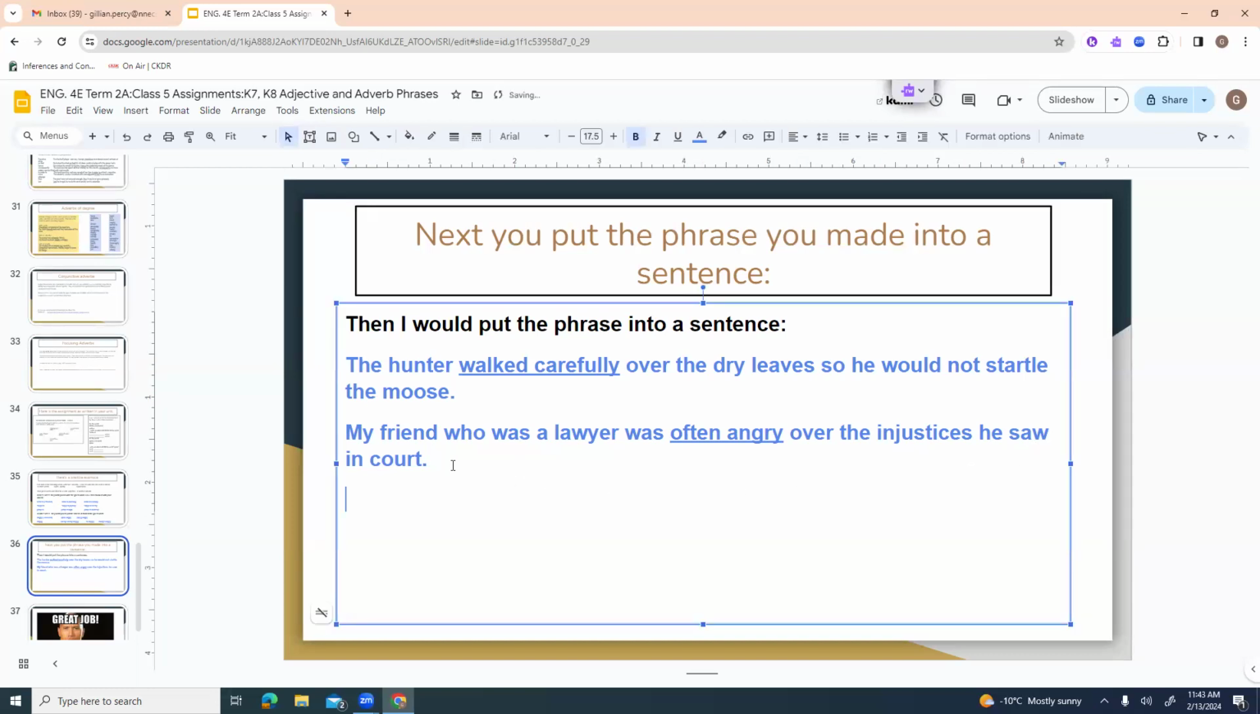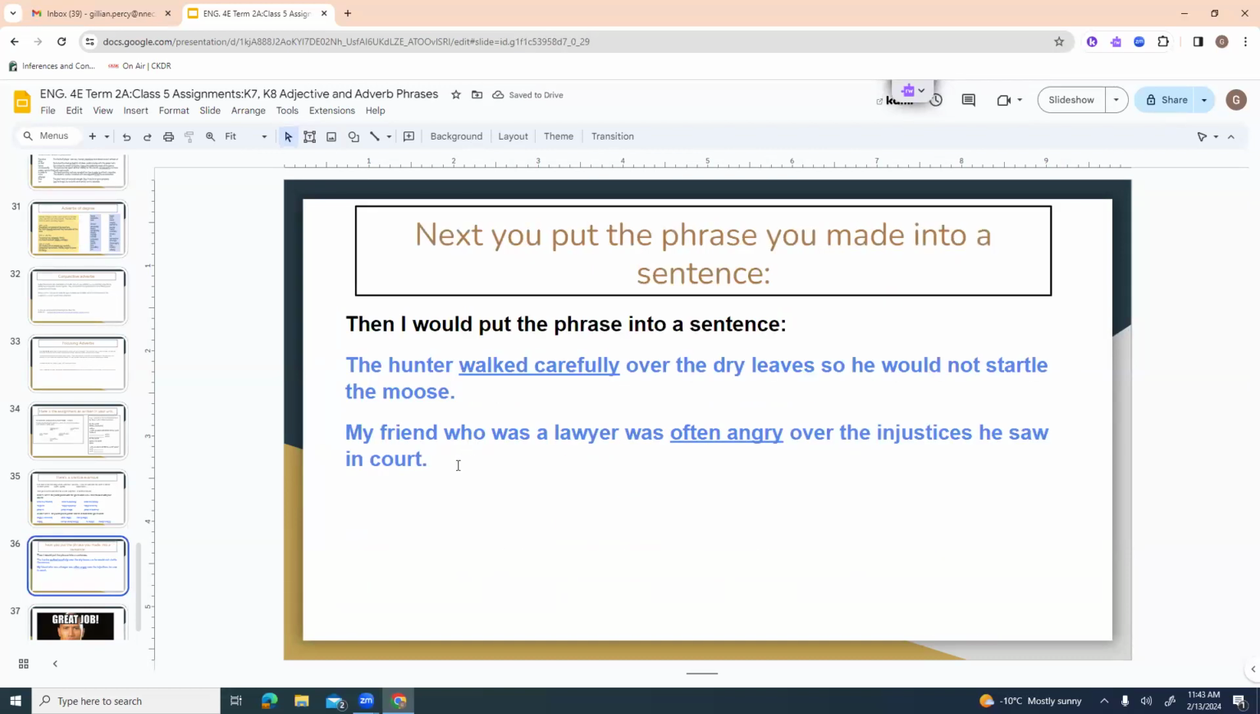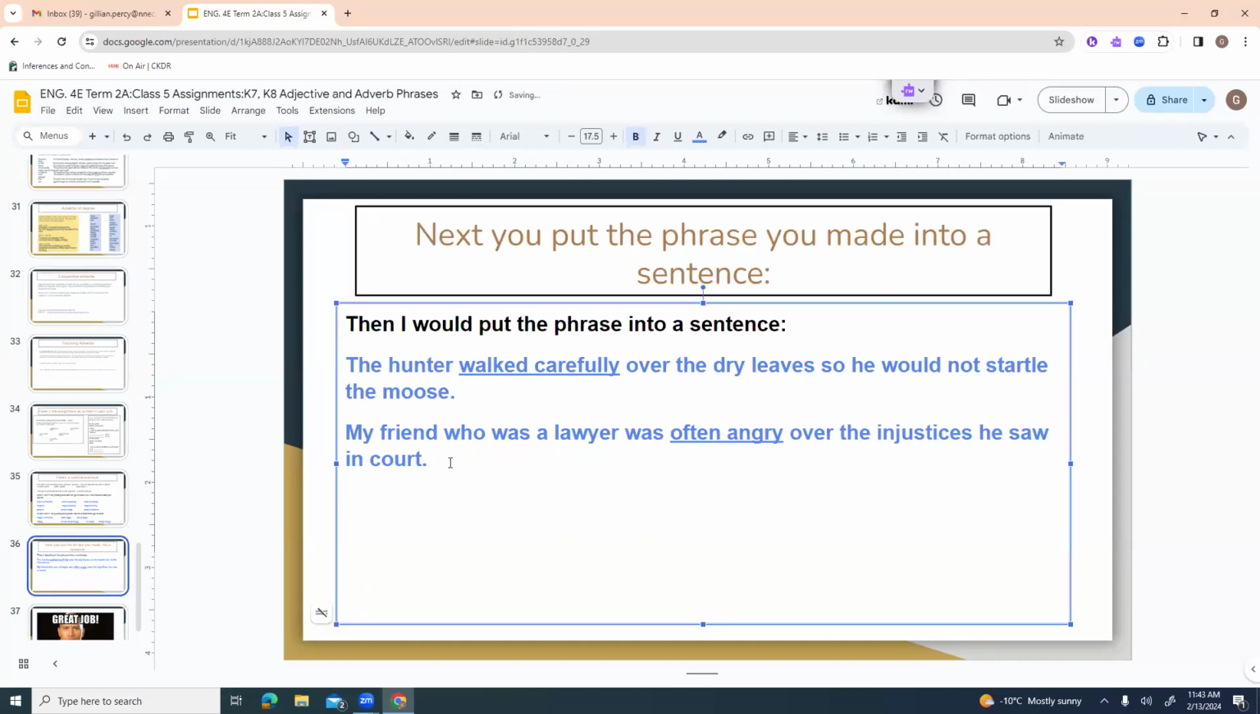Okay, so let's try one from one of our other words that we just made. We've got skipped briefly. Let me think. The little girl skipped briefly on her way to school. Okay, underline it so I can easily find it. Let's try another one.